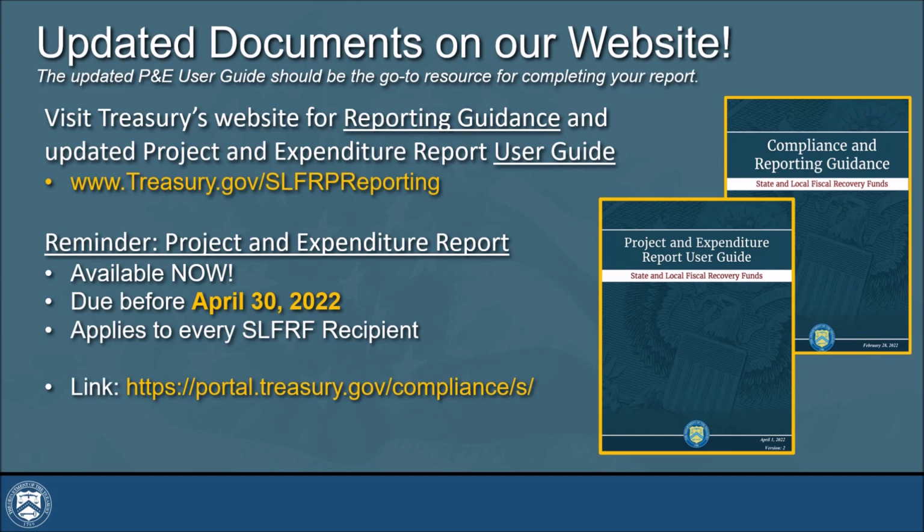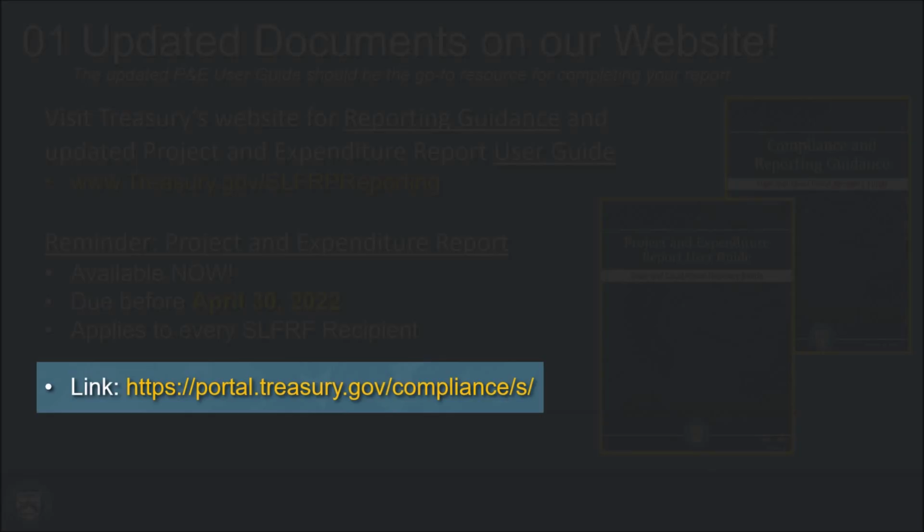And a quick reminder, the project and expenditure report is available now for all recipients and is due by April 30th, 2022. You should have received an email notifying you of its availability and included links and instructions for how to complete it. If you didn't receive this email, you can also visit the Treasury website at the link above or log into our Treasury reporting portal directly through the hyperlink highlighted here.